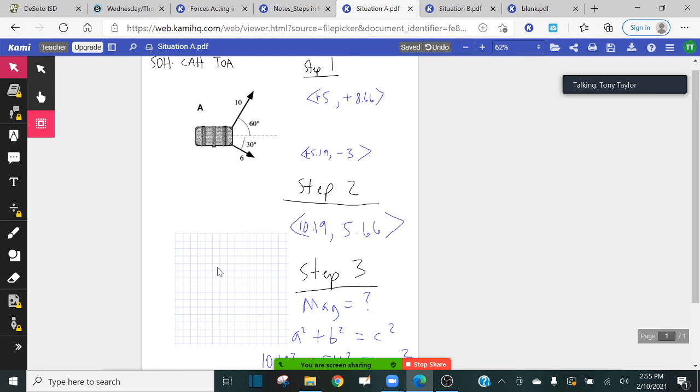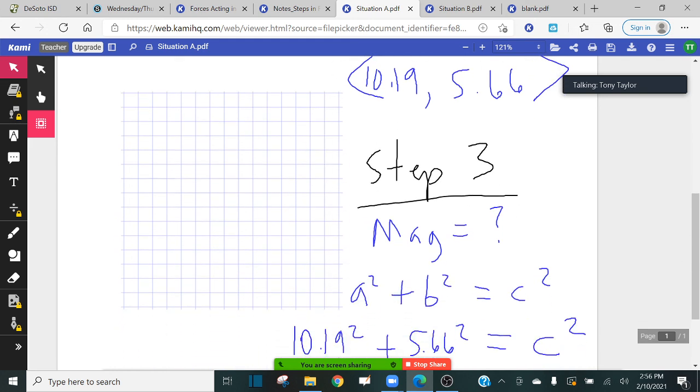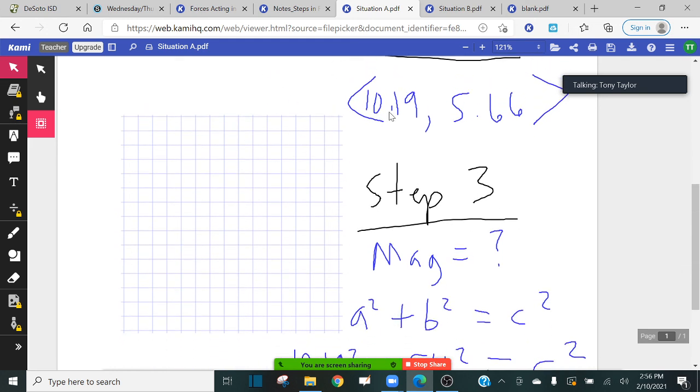But since I don't have any graphing paper to hand out to you guys in person, I'm just going to show you real quickly. If you go back to situation A, whenever you combine these two force vectors right here, what will the resultant vector look like? Well, remember the resultant vector is going to be 10.19 pointed to the right and then 5.166 pointed up. So it would look something like this.